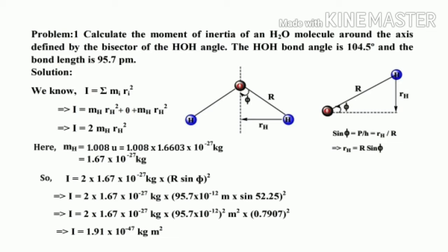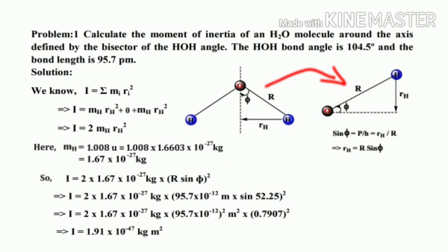To solve it, let us draw the water molecule as shown in the figure. The axis of rotation passes through the oxygen atom, and the distance of the hydrogen atom from the rotational axis is suppose R_H, and the OH bond length is denoted by R, which is equal to 95.7 picometer. Now let this angle be phi, which is the half of the HOH angle and is equal to 52.25 degree.